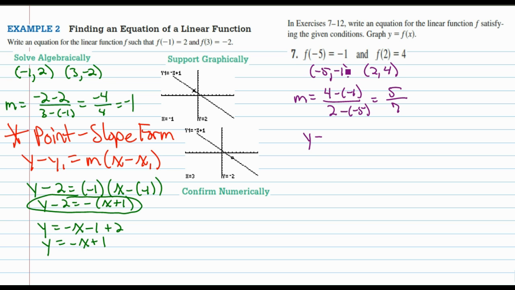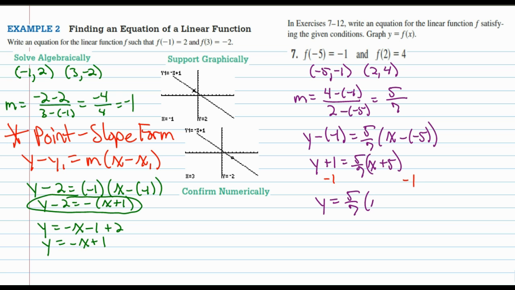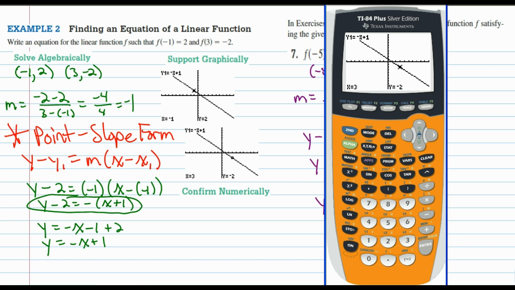Y minus, I'm going to use the first point here, so y minus -1 equals my slope 5/7 times x minus x1, which is -5. So really that's y plus 1 equals 5/7 times x plus 5 in parentheses. Now I could distribute that, but then the fractions are getting kind of messy with this one, so all I'm going to do is subtract 1 from both sides of the equal sign, and now I can plug this into my calculator in its unsimplified form and double check all of my work.